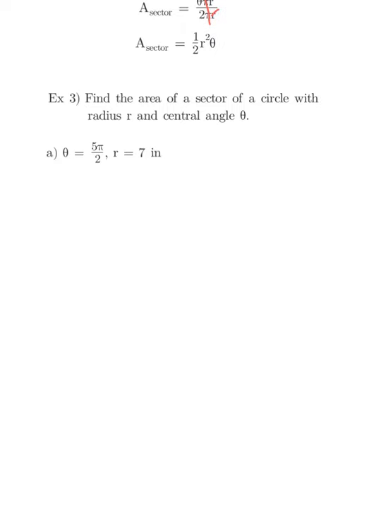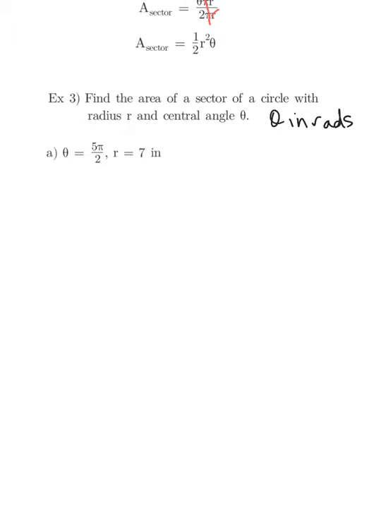Now that we know the formula for area of a sector, we're going to put it into practice. Our example 3 says find the area of a sector with the given radius r and central angle of theta. Remember, theta is in radians on these. When we look at A, theta is already in radians. It's 5 pi over 2, and our radius is 7 inches.